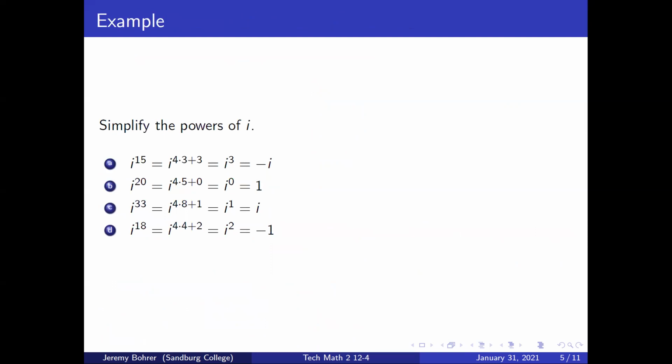Simplify the powers of i. i to the 15th equals i to the 4 times 3 plus 3, which is i cubed, which is -i. i to the 20th equals i to the 4 times 5 plus 0, which is i to the 0, which is 1. i to the 33rd equals i to the 4 times 8 plus 1, which is i to the first, which equals i. And i to the 18th equals i to the 4 times 4 plus 2, which is i squared equals -1.